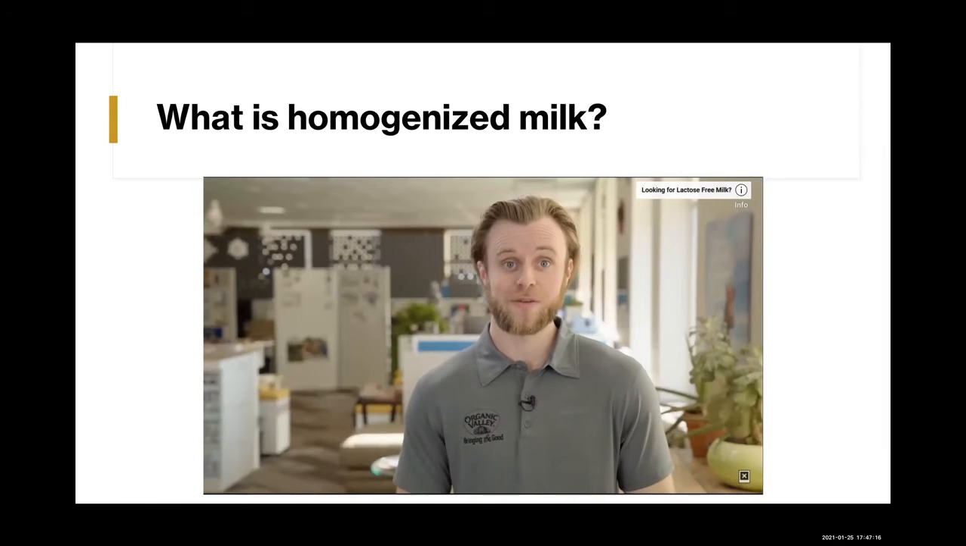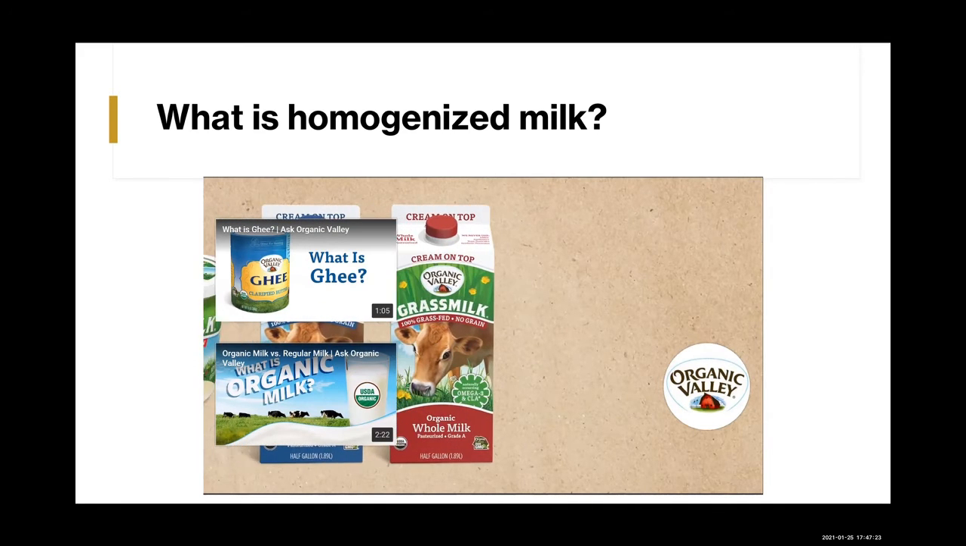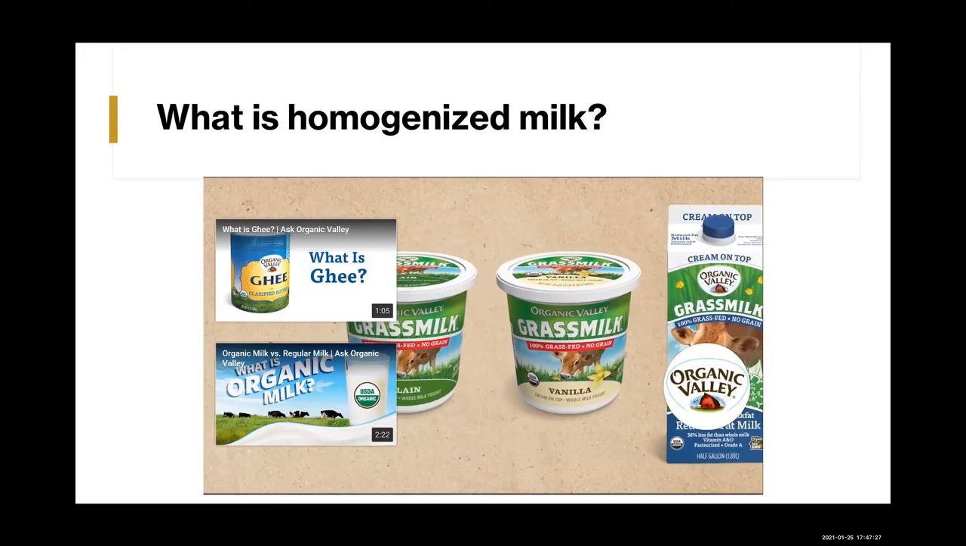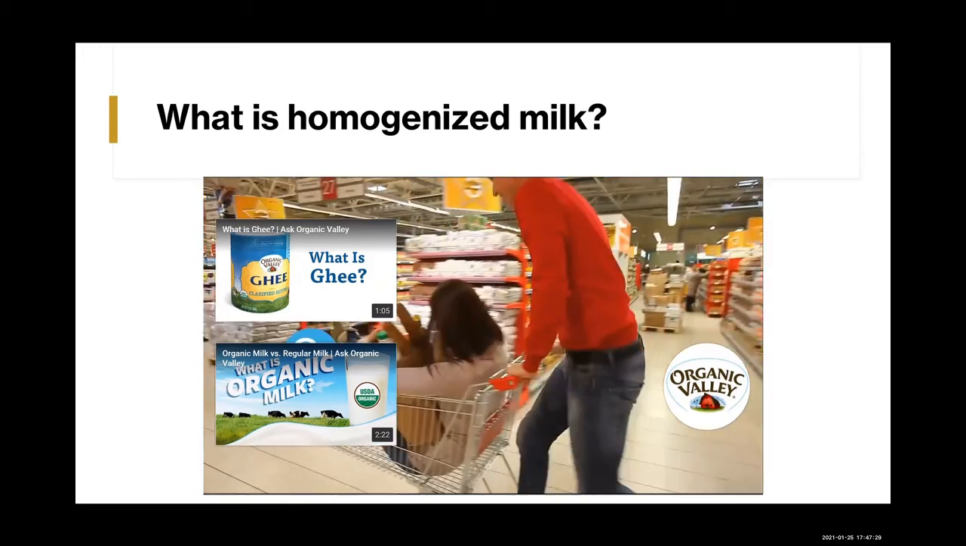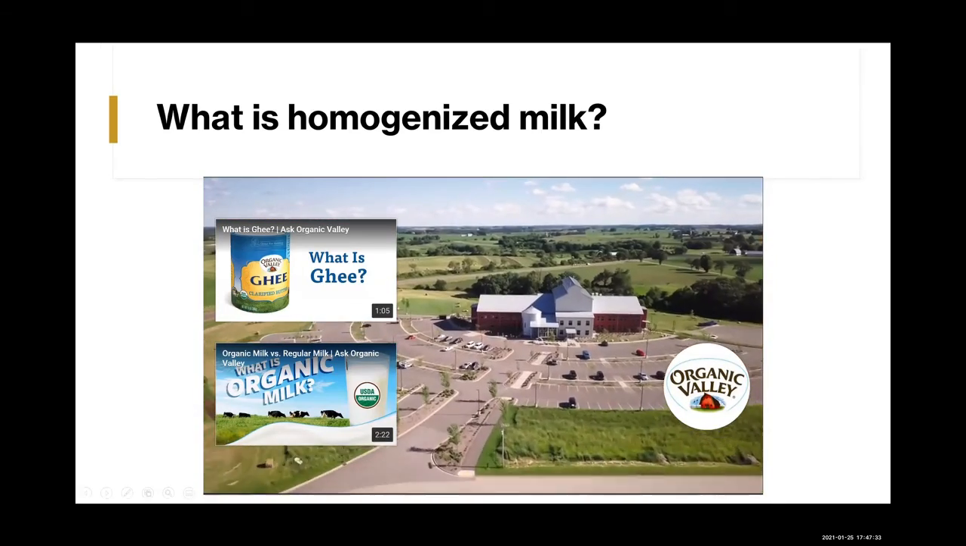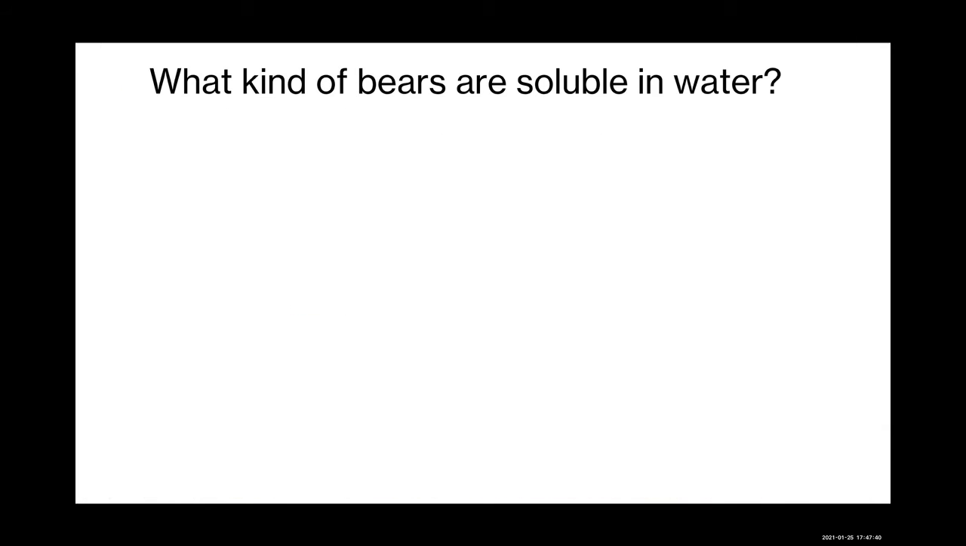But if you would like to try milk with the cream on top, Organic Valley makes several non-homogenized dairy products. Grass milk whole milk, cream on top, grass milk 2% milk, cream on top, and our signature cream on top grass milk yogurt. To find Organic Valley products near you, try our product locator. Till next time, Organic Valley.